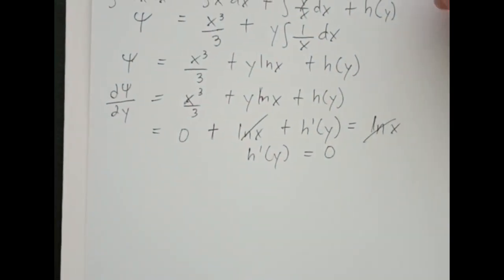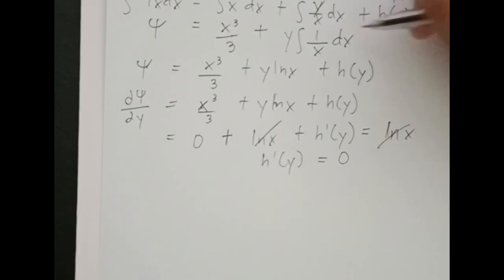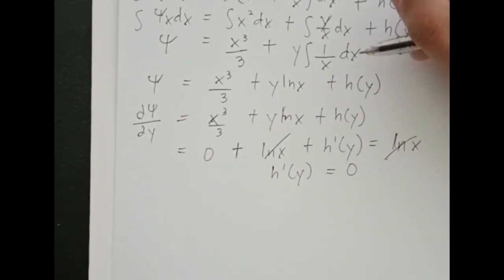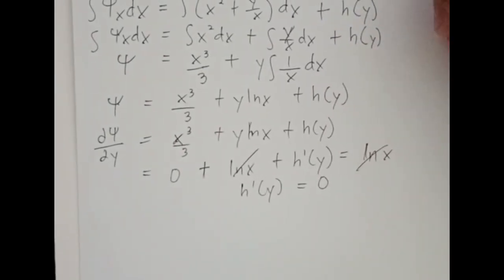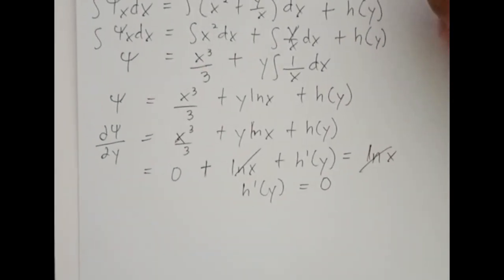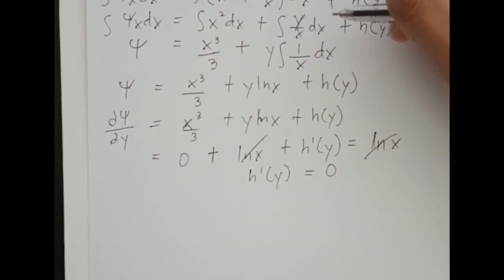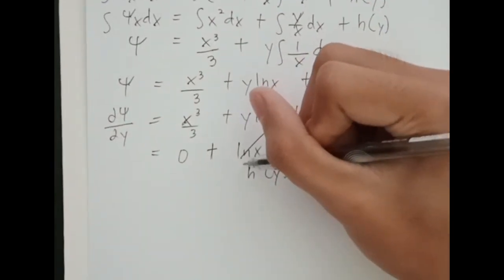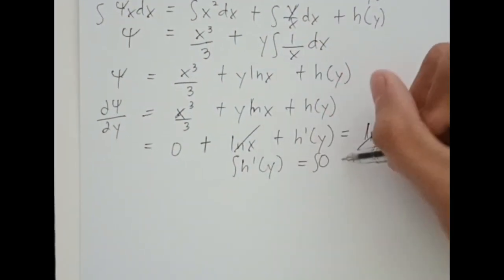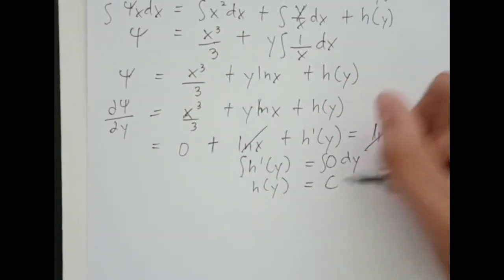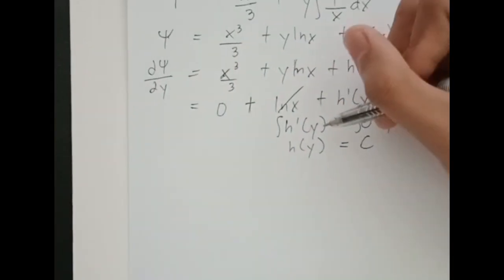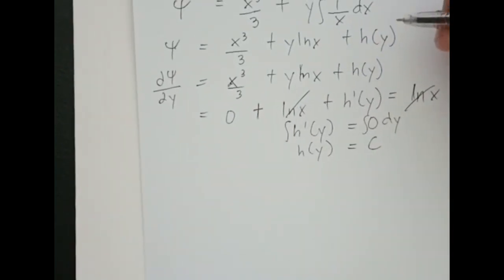So in getting psi, we found the first derivative of our h of y. But in our original equation, there is no first derivative. So to cancel the first derivative, we will find its antiderivative. So we integrate both sides in terms of dy. So our h of y is equal to c. So now we plug the value of our h of y into our psi function.